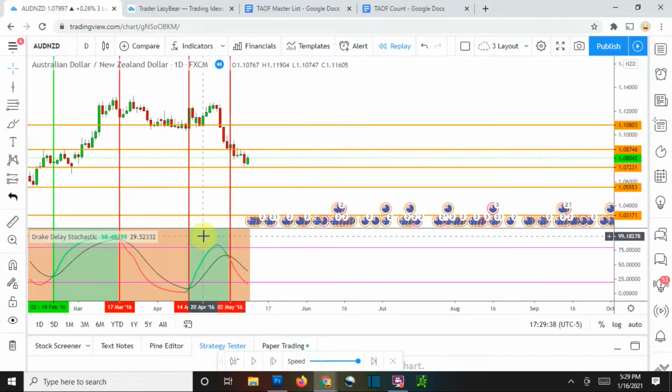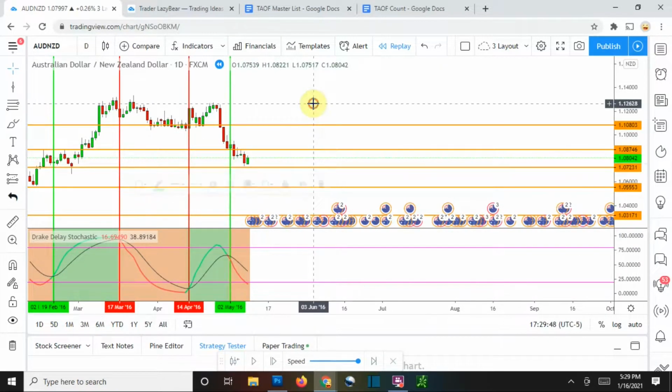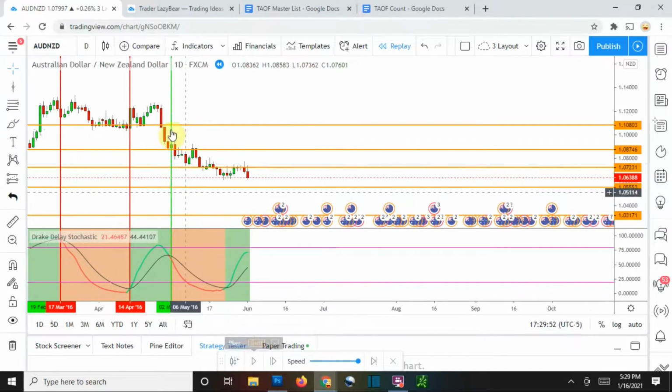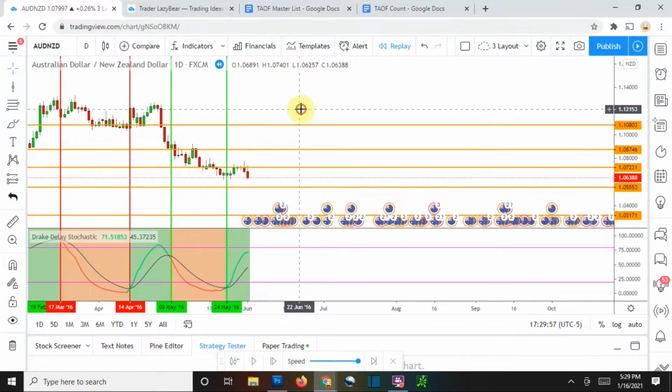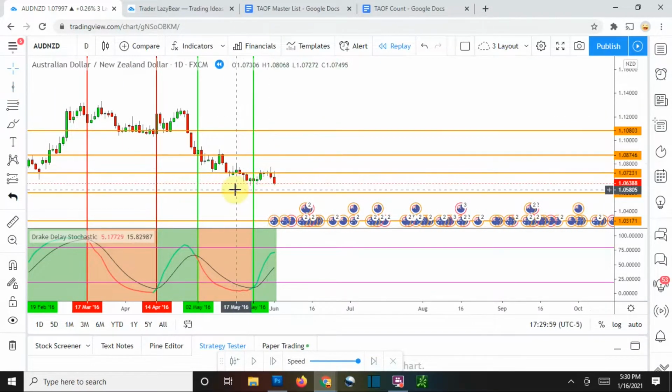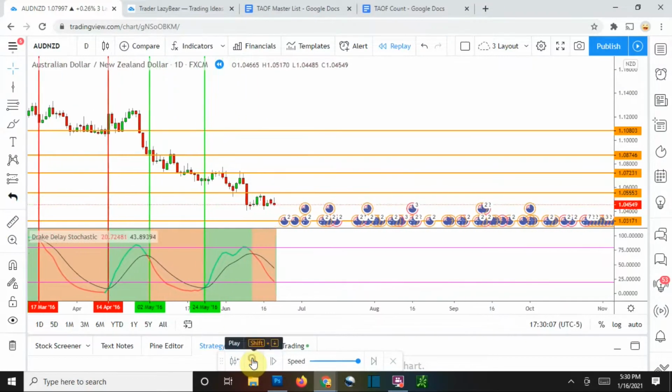Then we get a graze of the upper band, a break of the upper band right here, just barely, but a break nonetheless. And then we get a signal to go short right there. We're now in lower territory again, and signal to go long. That one would have gotten us to take profits. Yep, about 125 pips. We were only looking for 60.